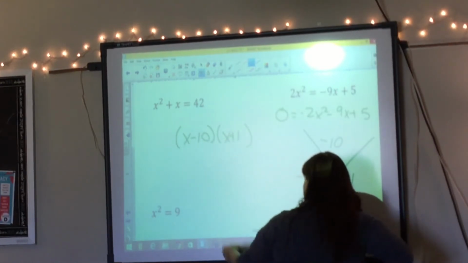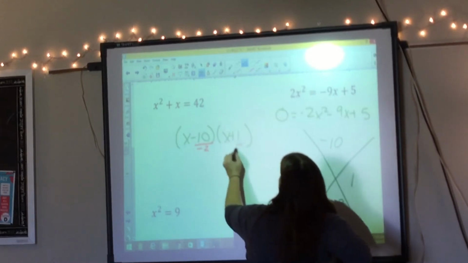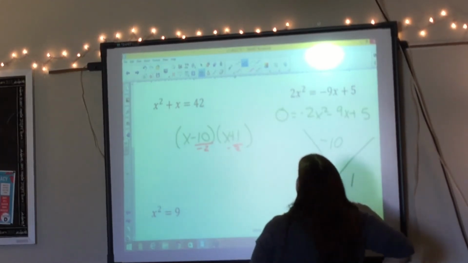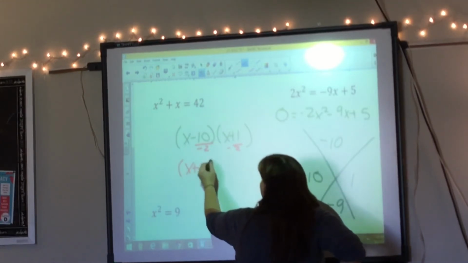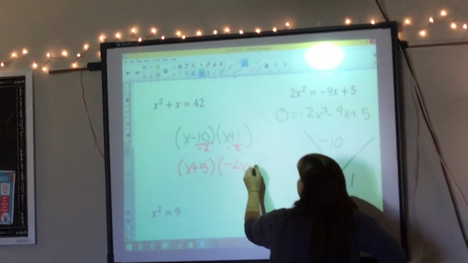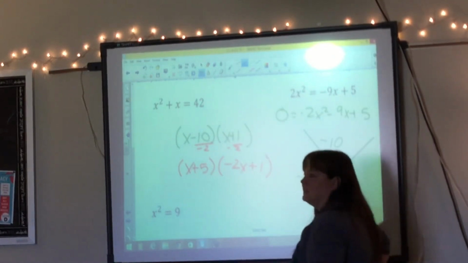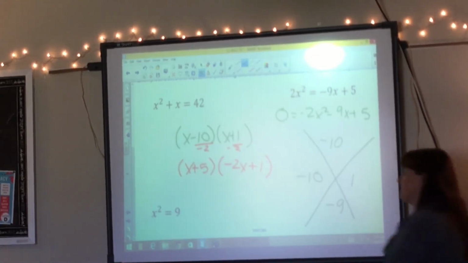And I did my slide, so now I got to do my divide. Divide by negative 2, divide by negative 2. x plus 5 and negative 2x plus 1. Because I multiplied by a negative 2 to begin with, I need to divide by a negative 2. Feel good about that?